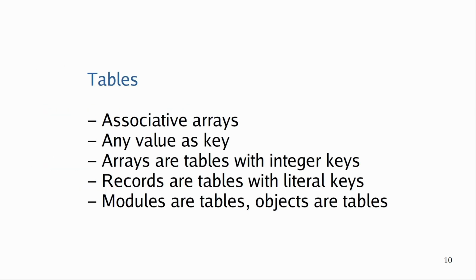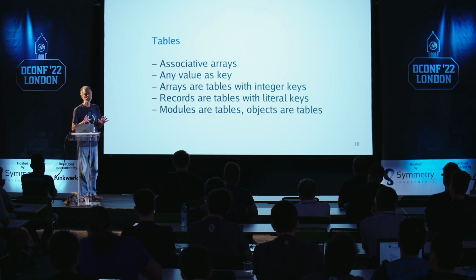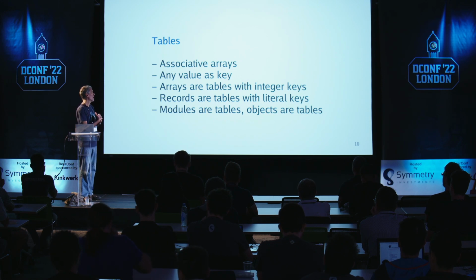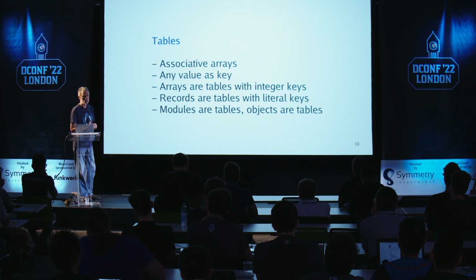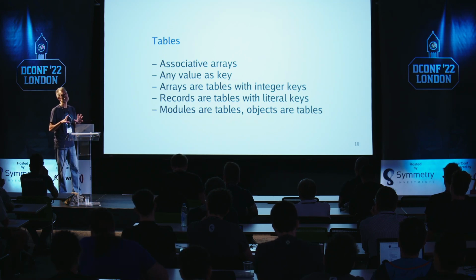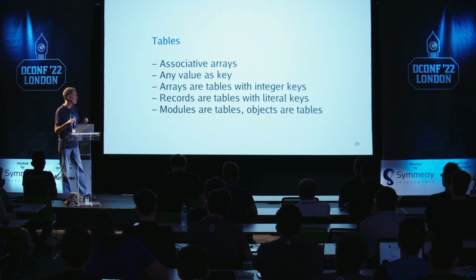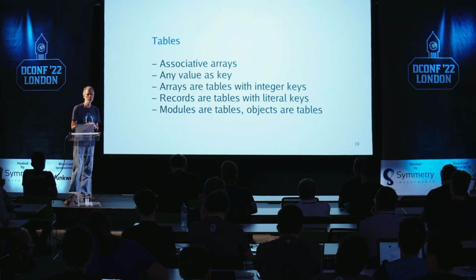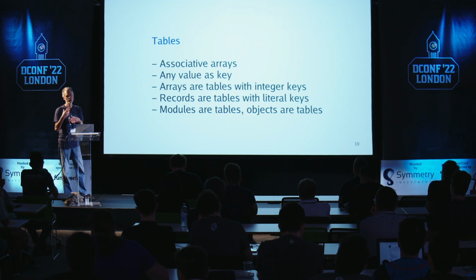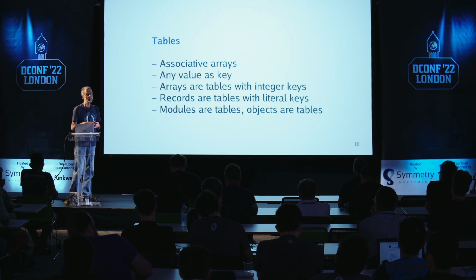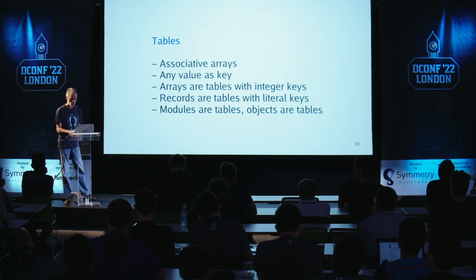Tables are what we call associative arrays in Lua. Associative arrays mean any value as key; it's just a map of a value to another value. And that's the only data structure we have in Lua. Arrays are just tables used with integer keys. There is absolutely nothing, or almost nothing, special about arrays in the language. Arrays are just completely regular tables that we happen to use in a specific way. Records are tables with literal strings as keys. And modules in the language are tables with functions inside. Objects are tables with functions and data inside. So everything regarding data structures in Lua is represented as tables.